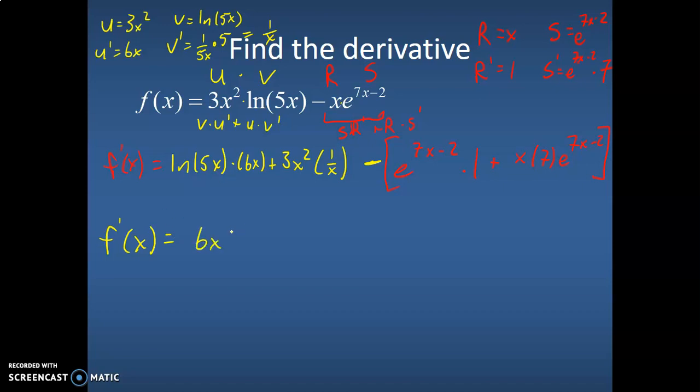So I'd have 6x ln of 5x. I just like to put the 6x in front. Here I can cancel out an x, so I'd cancel those out and get 3x, and then distribute the negative in here. So minus e to the 7x minus 2, and then minus 7x e to the 7x minus 2. Technically, you could pull the e to the 7x minus 2 out of both of these. You could pull a 3x out of both of those, but you don't need to.